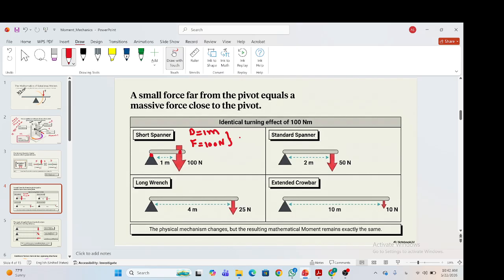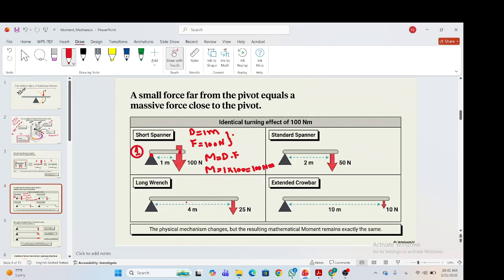So let's find moment. Let me write it with capital M here. Moment is equal to distance times force. So moment is equal to 1 times 100. So finally you will have what? 100 Newton meter. Okay, so this is about the first one, the can opener. Now let's come to the second question.